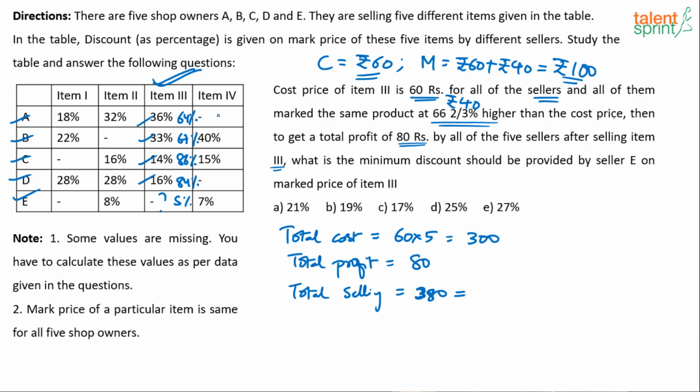So basically 64% of 100 plus 67% of 100 plus 86% of 100 plus 84% of 100 plus S% of 100. Mark price is 100, by the way. We have already calculated. Mark price is 100. That has made our life simple. Mark price is 100 for all the 5 sellers in this case.